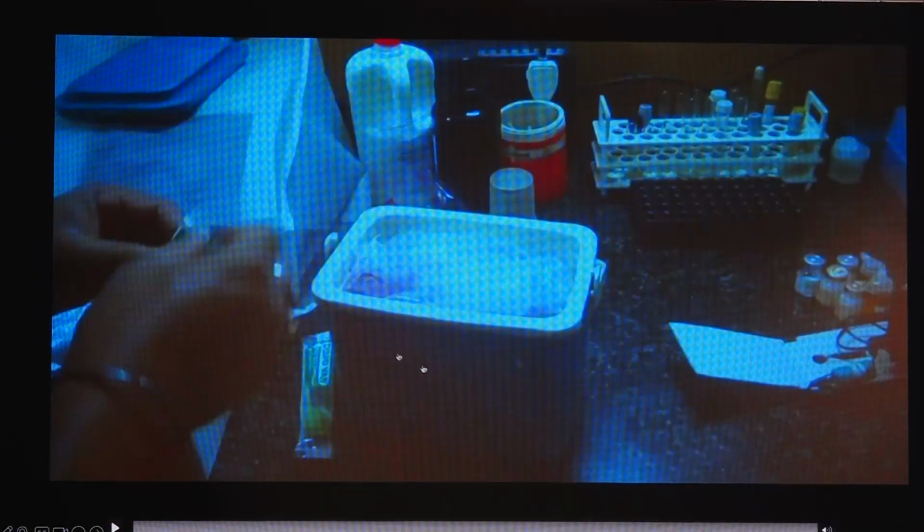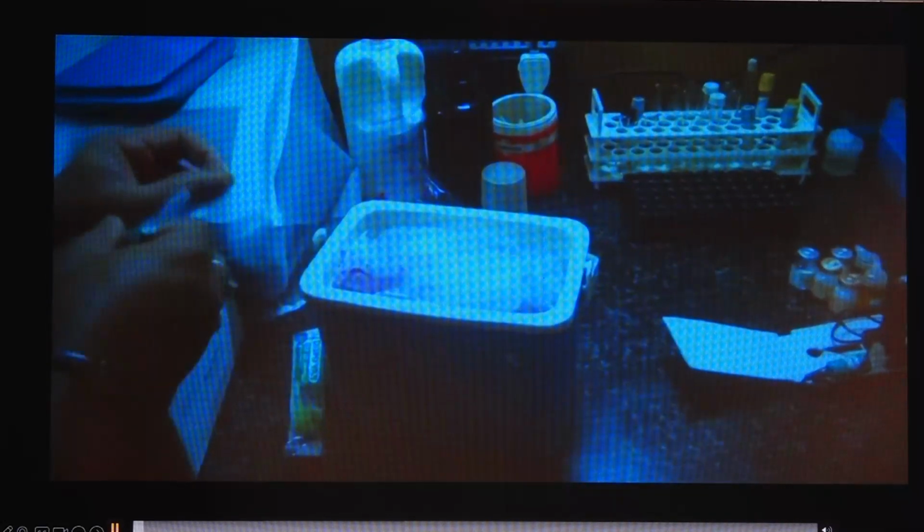So we bring it in an ice box. I'll just play the video and pause accordingly. So initially we start by extracting the cord blood.